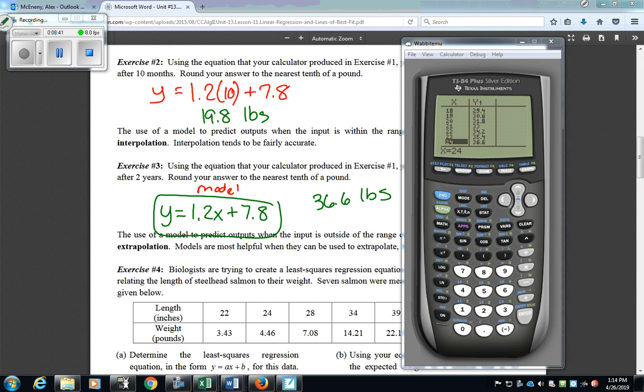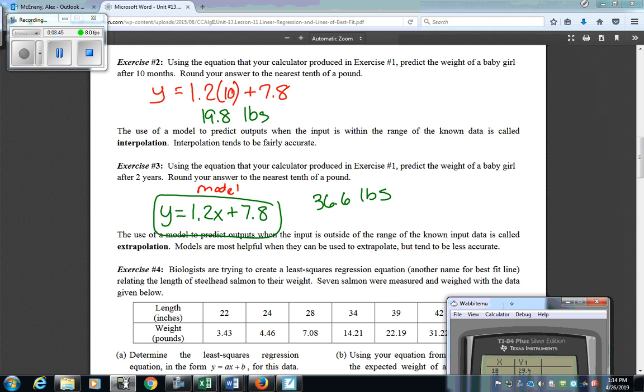And now the difference with these 2 answers is that the first one, they call it an interpolation because that number is actually in the midst of the table. So 10 is in between 9 and 12. Whereas for exercise 3, 24 months is not on the table. And what can happen sometimes if you get away from that table, the farther you get away, the less likely the prediction is to actually be true.